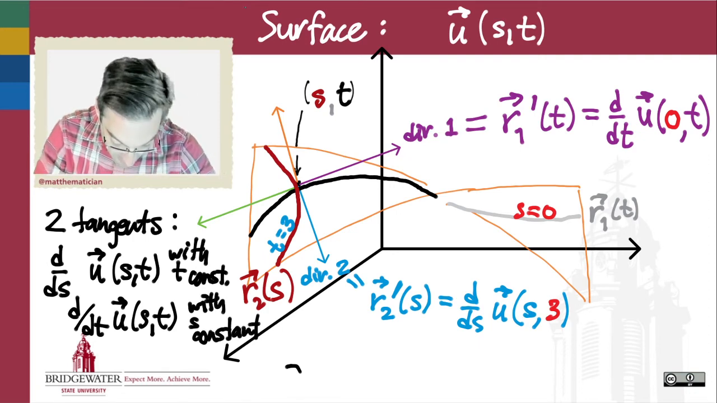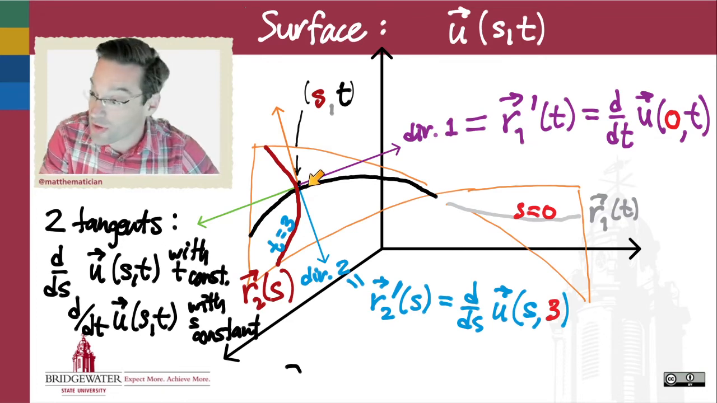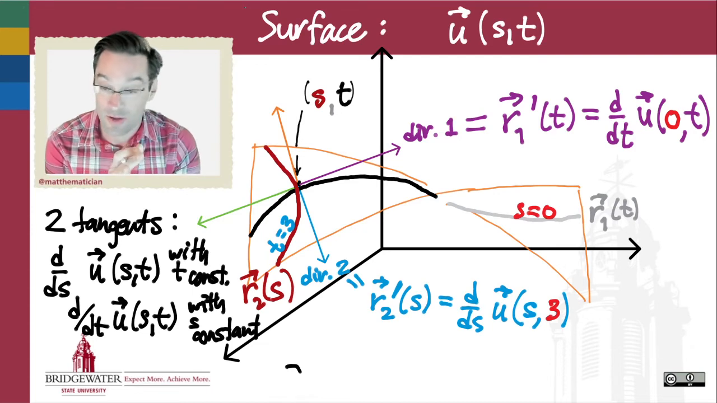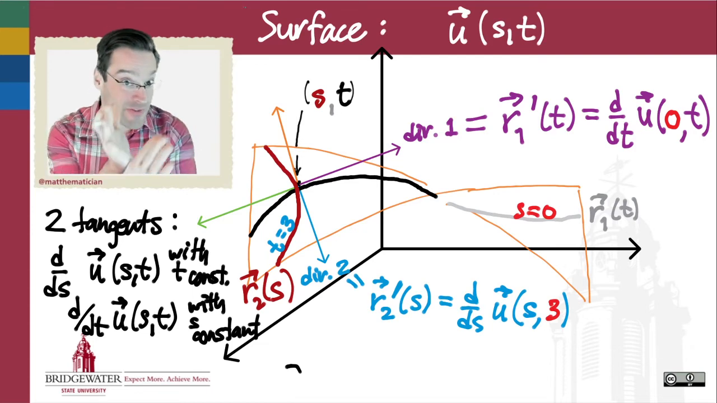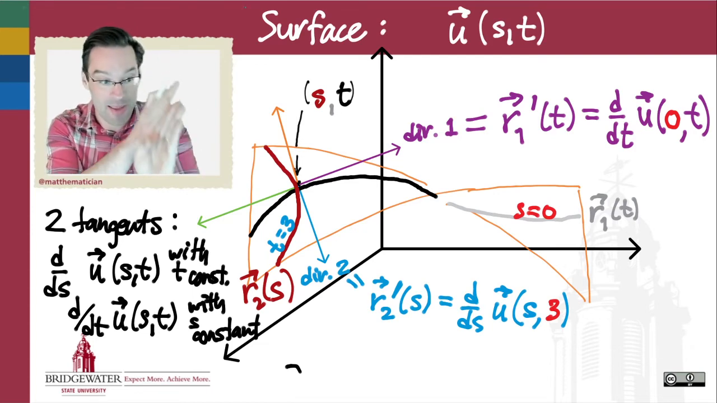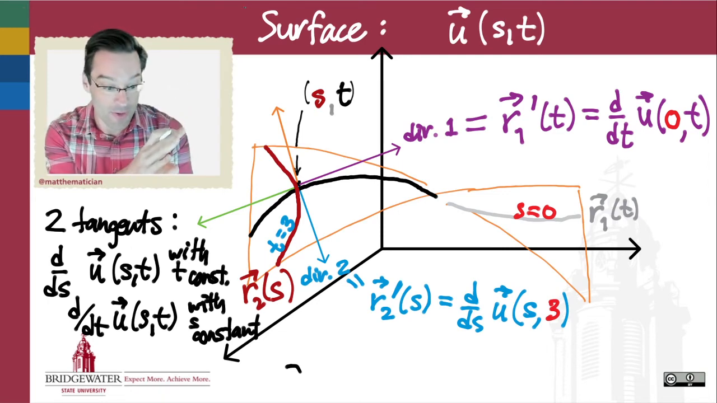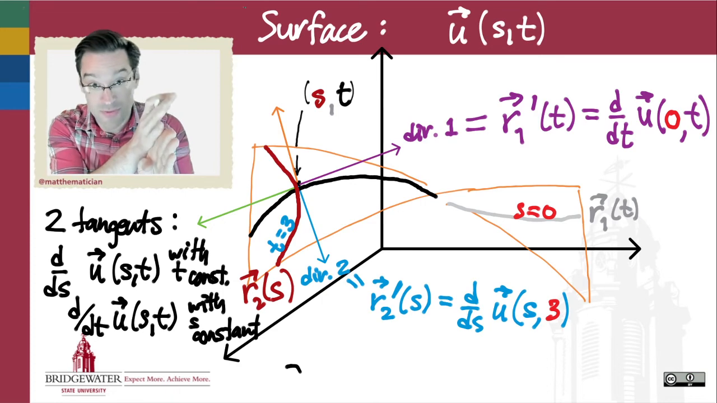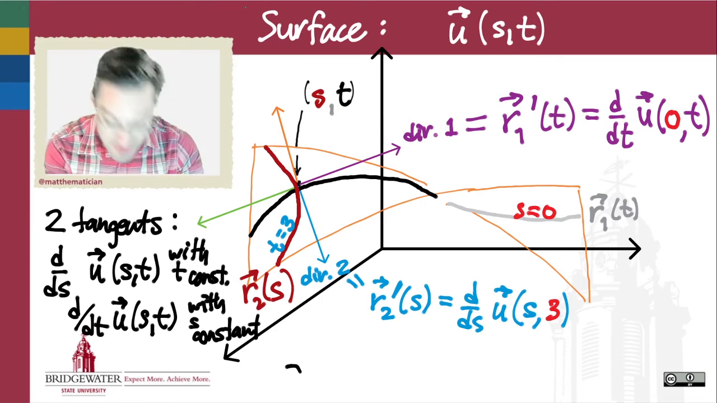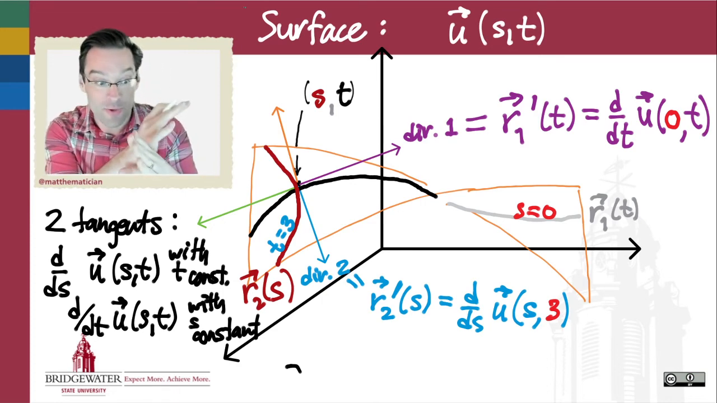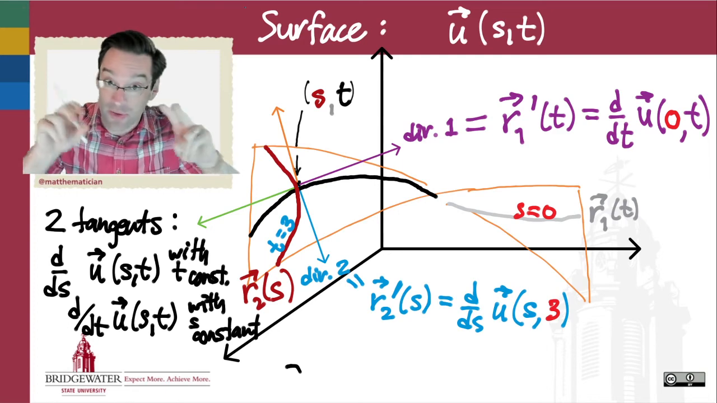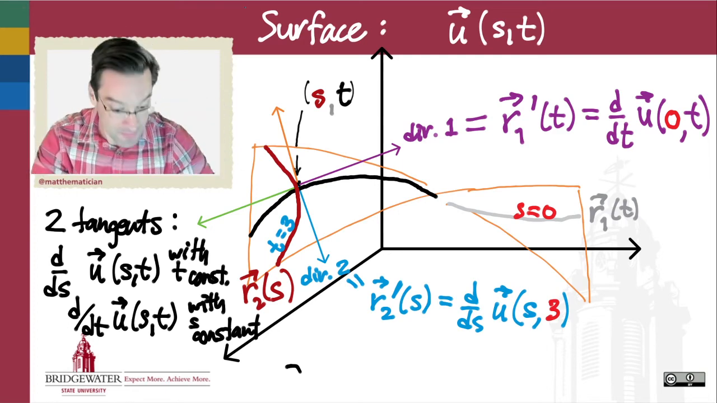And as long as my parameterization is nice enough that these two curves meet at a non-parallel angle, right? You could conceivably see where if two curves came together at the same direction, those directions would not be independent. We would only get sort of one direction of tangency on my surface. But as long as they're independent of one another, those are going to give me two different directions that are both tangent and parallel to the surface at that point.